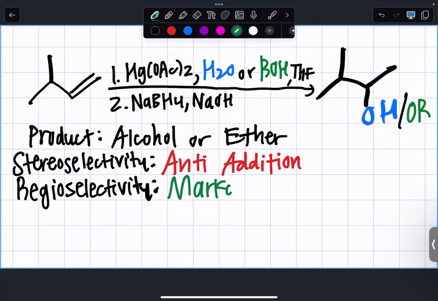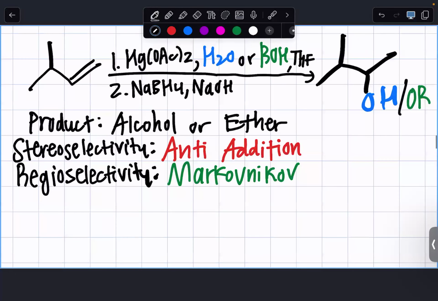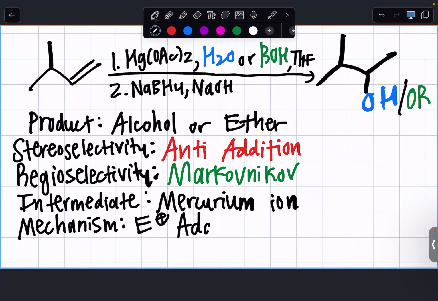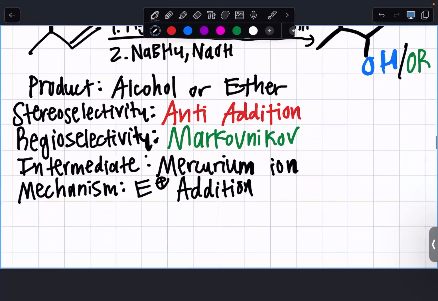Yeah, no rearrangements, that's right. Because we do not form a carbocation intermediate. Whenever you form a carbocation intermediate, there's always a chance of rearrangement. The intermediate in this case is a mercurinium ion. Mechanism is still electrophilic addition. Most of these reactions are electrophilic additions. And no carbocation rearrangement, because no carbocation intermediate.